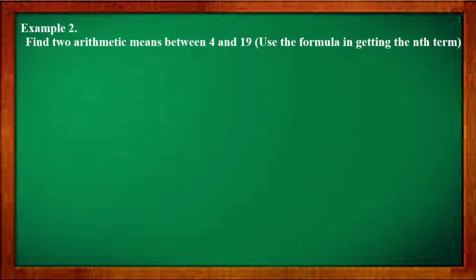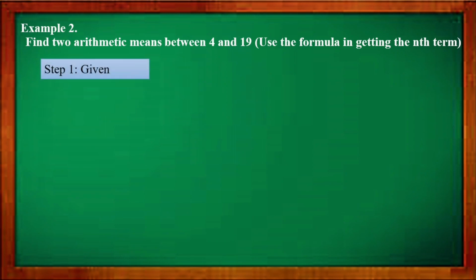Okay, let us have another example under arithmetic means. So for example number 2, our goal is to find two arithmetic means between 4 and 19. And we will be able to find those arithmetic means between these two numbers by applying the formula in getting the nth term. Okay, here is the step-by-step process for us to get those arithmetic means.